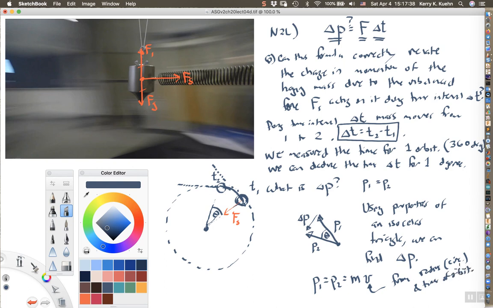Okay, so then you can calculate your delta P, you know your delta T, and you know what your force is right here, the spring force, and so you can plug those in and see if you can find whether that formula holds. And that would be a Newton's second law analysis of this experiment.